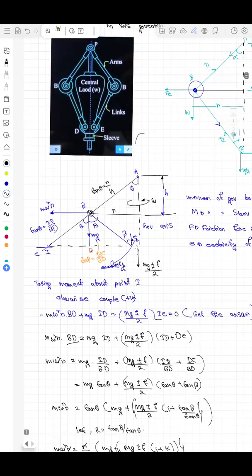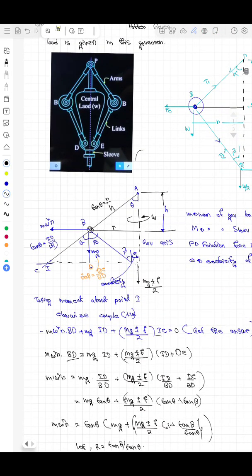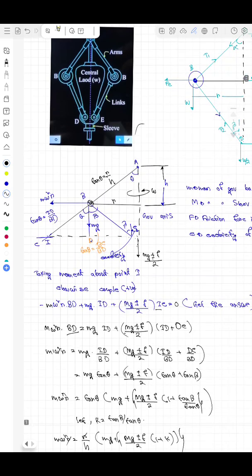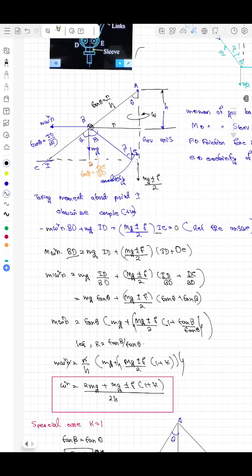And now what is ID by BD? We have seen ID by BD equal to tan theta. And BD by DC is tan beta, because BD by DC here is the beta angle. And what we can say about K? K is a ratio, tan beta over tan theta. The ratio K can be 1 when beta is equal to theta.